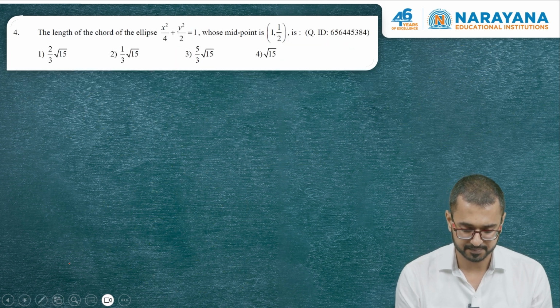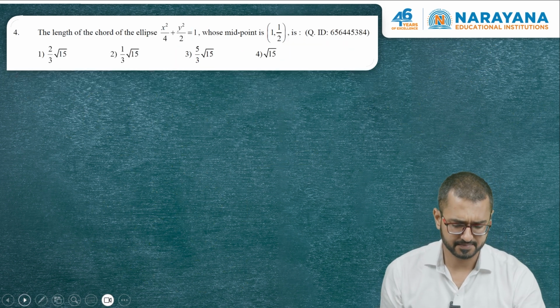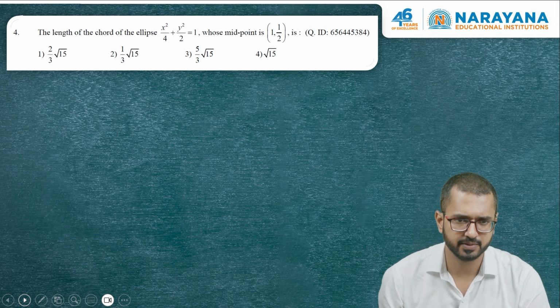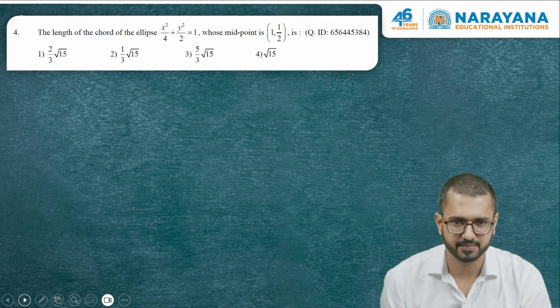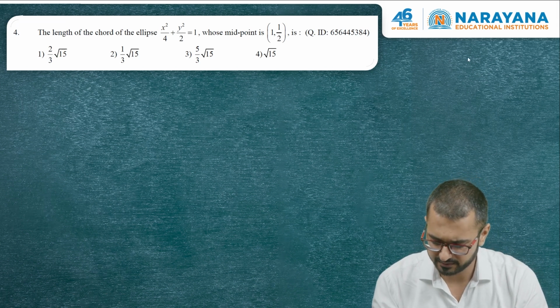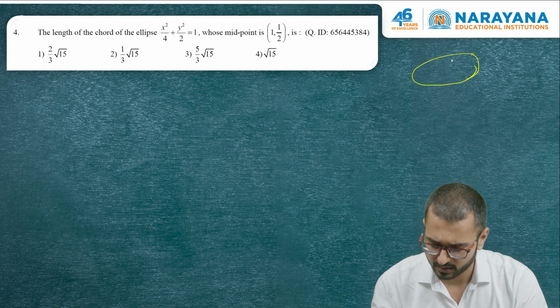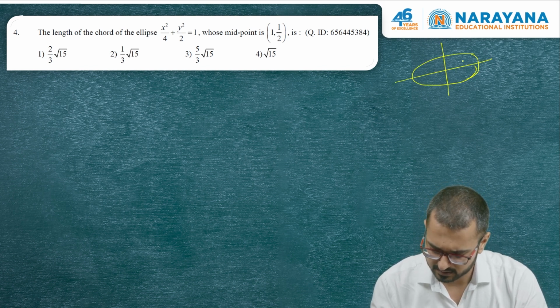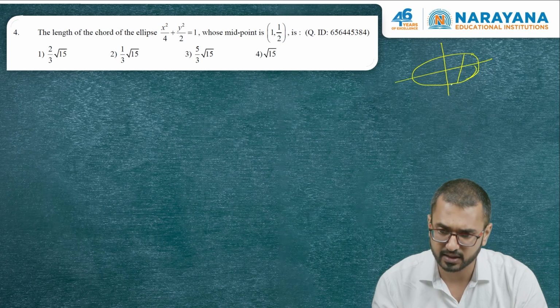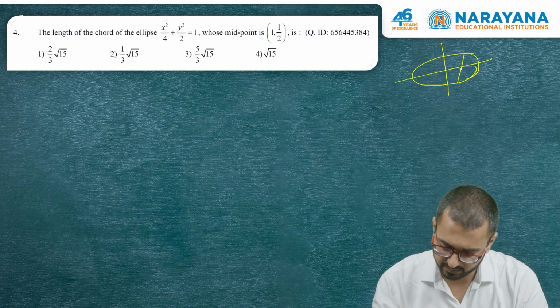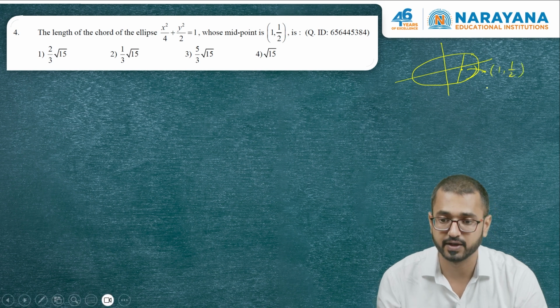Question number 4. Here an ellipse is given. The length of the chord of the ellipse whose midpoint is 1,2. All right. So that means we are given an ellipse in this way, and suppose this is my chord. I want the length of this chord whose midpoint is given to be 1,2. That's what I want to find out.